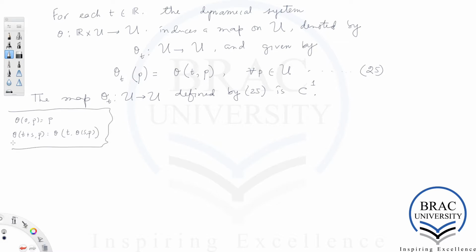So using these two equations, one immediately finds that theta of t minus t comma p is equal to theta of 0 comma p, which is equal to p, which is in turn equal to theta of t comma theta of minus t comma p, by the second group action axiom. So you arrive here from here using the second group action axiom.